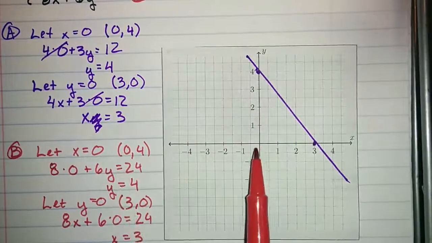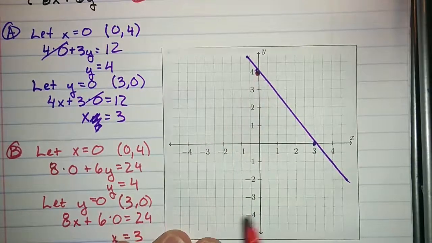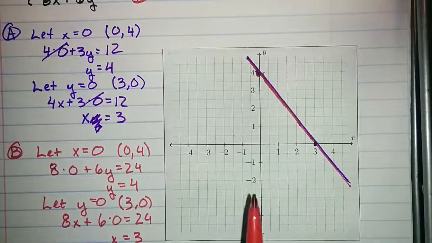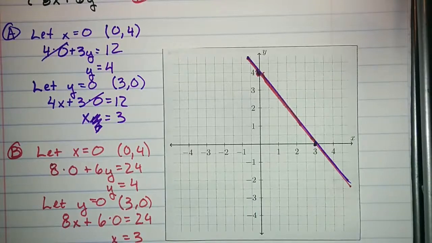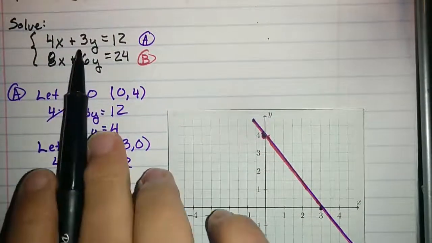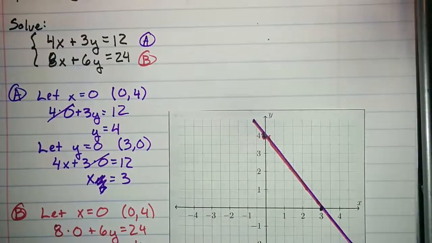We graph 0, 4, and 3, 0. What just happened? These are the same line. Maybe you were already onto that, right? Maybe you saw that we could go from this equation to this one by multiplying both sides by 2.